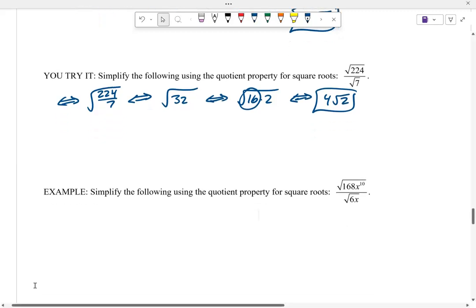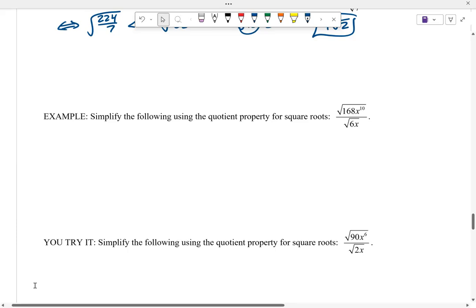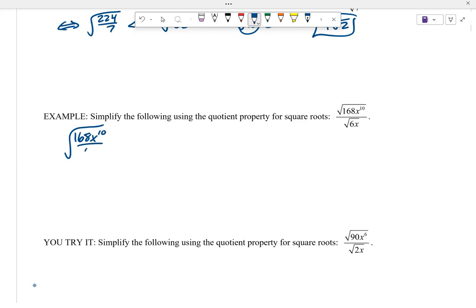Next one we got, both are square roots. Let's go ahead and put them all underneath the same radical.